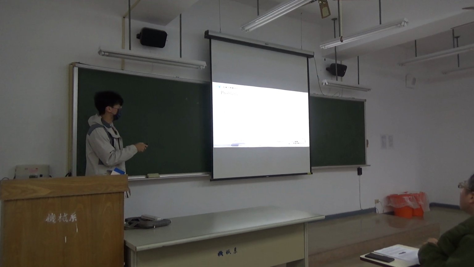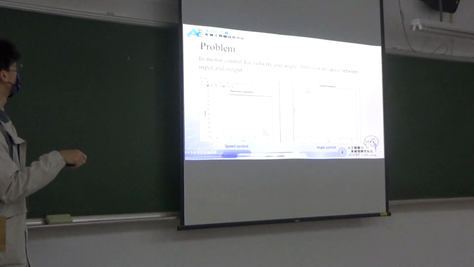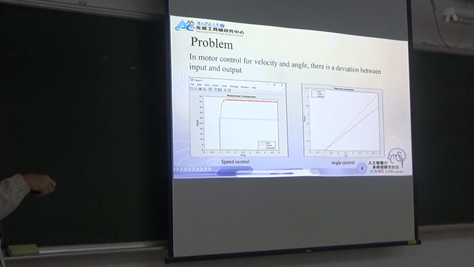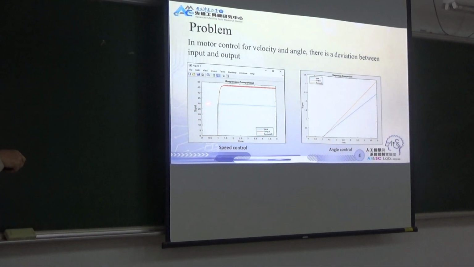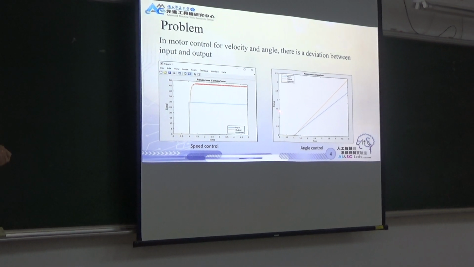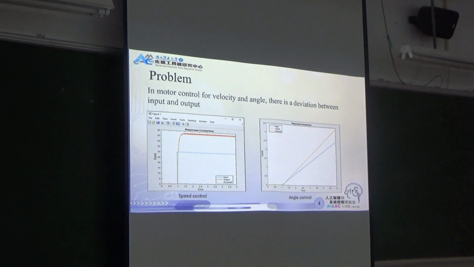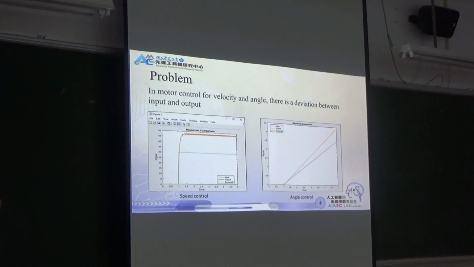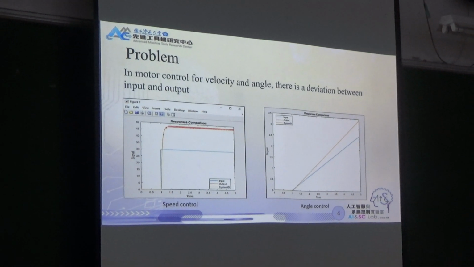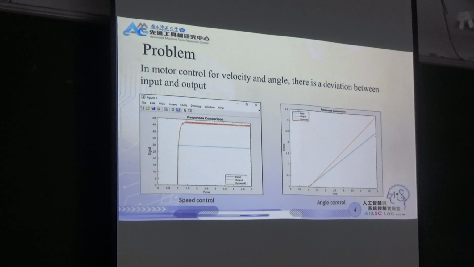Our problem. The picture on the left side is the speed control with motor, and the right side is the angle control with the motor. The red line is the ideal input, and the blue line is the actual output. As you can see, there is a deviation between input and output, and this will lead to errors in motor control, consequently affecting control accuracy.